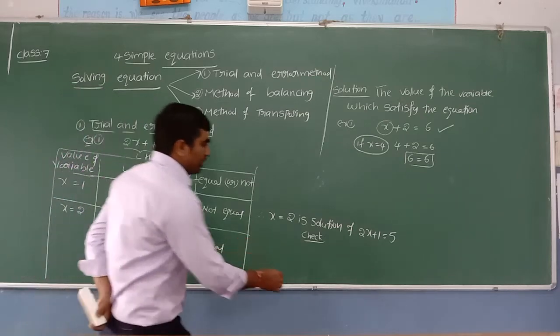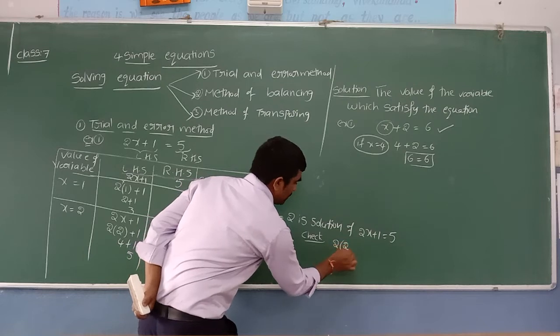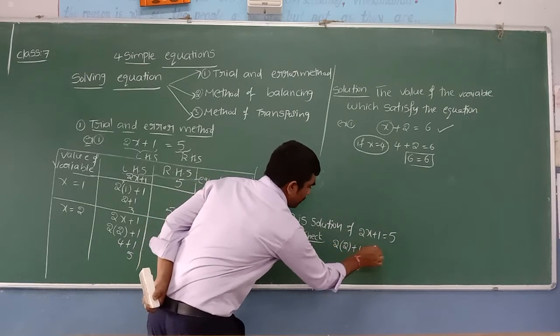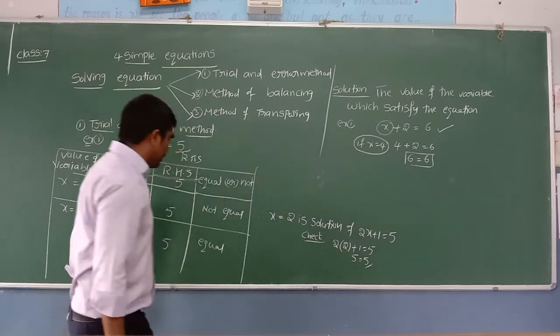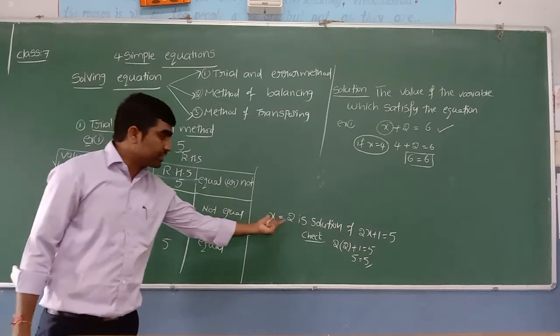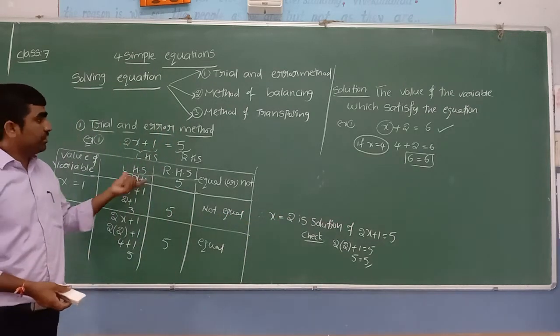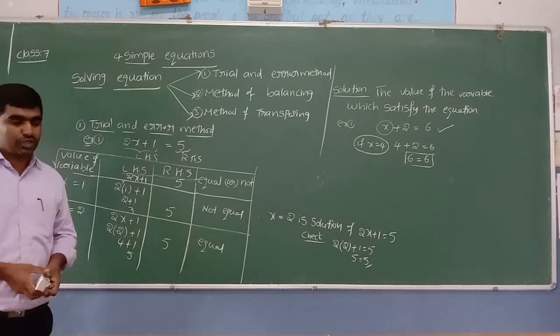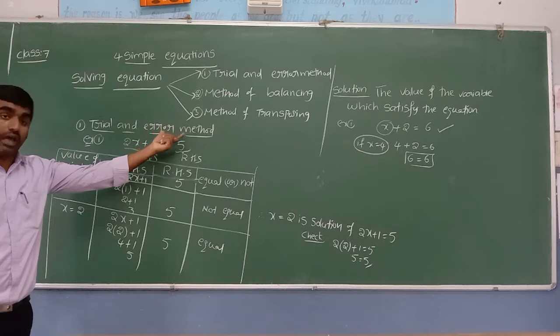So let me do once again here. In the place of x, if I substitute 2, 2 twos are 4, plus 1 is 5. 5 is equal to 5. Already we have done it here. Once again I am checking here. Yes. Now x is equal to 2 is called the solution of the given simple equation. That is the way we can find the solution of the given simple equation by using the trial and error method.